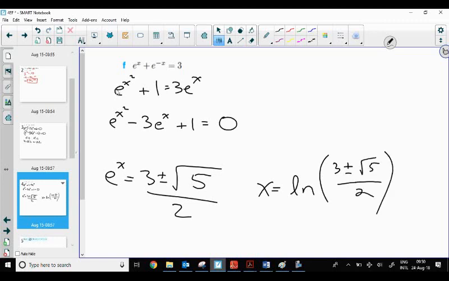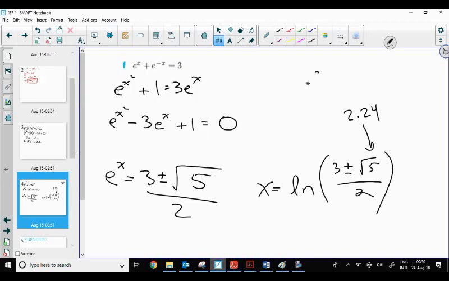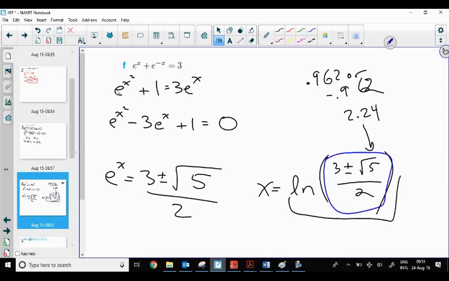And we need to make sure that this is never going to be negative, so we need to think about the square root of 5. Square root of 5 happens to be around 2.24, which means that 3 minus it is still going to be a positive number, so both of those solutions should stay here. If you're interested, that's going to be about 0.962 or negative 0.962. And yes, I'm allowed to have a negative come out. This whole thing can be negative. It's just this part of the inside that can't be negative.